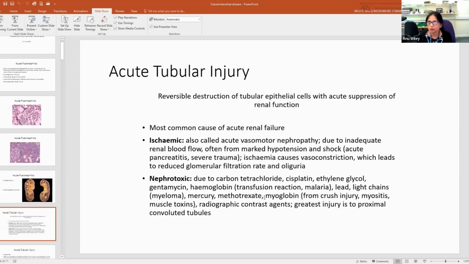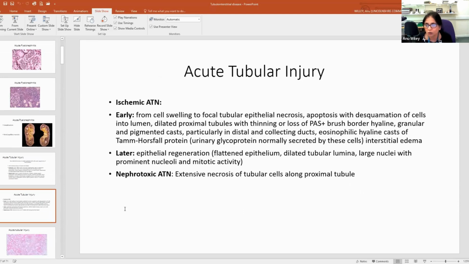And myoglobin, again, I'm going to show you some pictures later. Myoglobin is very toxic to the tubular epithelial cells and causes quite severe acute tubular injury. Along with that, there are certain other things like radiographic contrast agents which can cause damage to the proximal convoluted tubules. Now, this is just a list of some of them. It's not an entirely exhaustive list, but just to give an idea of how many agents are around which can cause quite severe damage to the tubular epithelial cells.